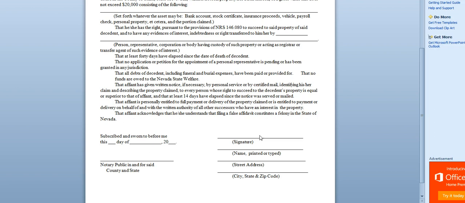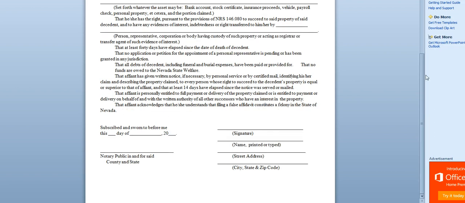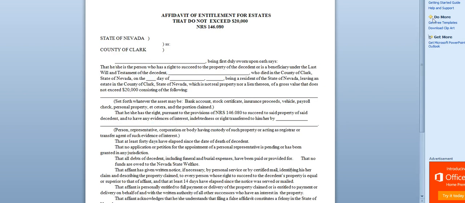Then you sign and notarize this, and you put your name, your signature, your address. And then you present that form with a death certificate to the person who has the money, and then they should give it to you.